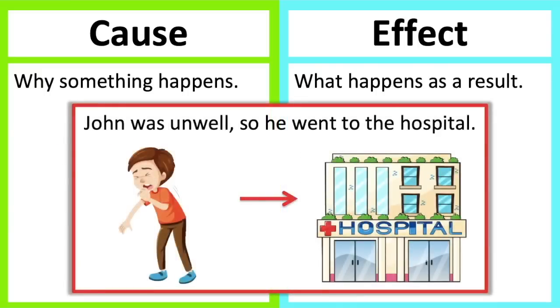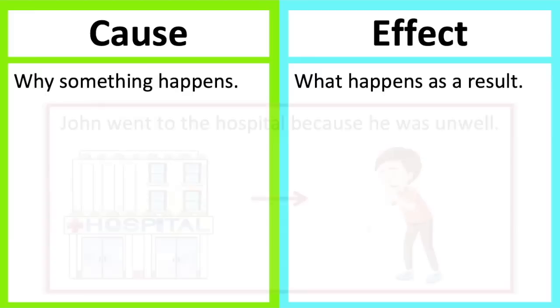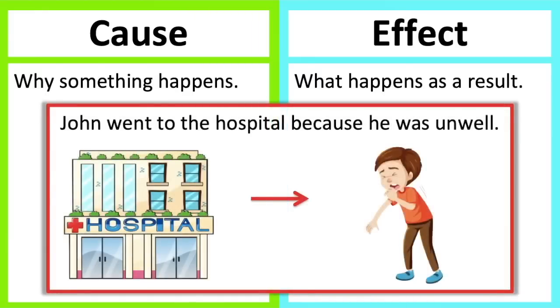John was unwell, so he went to the hospital. In this example, the cause comes first, followed by the effect. The signal word so helps us identify that the effect is being introduced. The sentence can also be written as John went to the hospital because he was unwell. In this example, the effect comes first, followed by the cause. The signal word because helps us identify that the cause is being introduced.